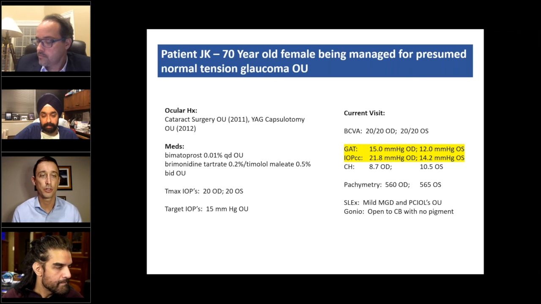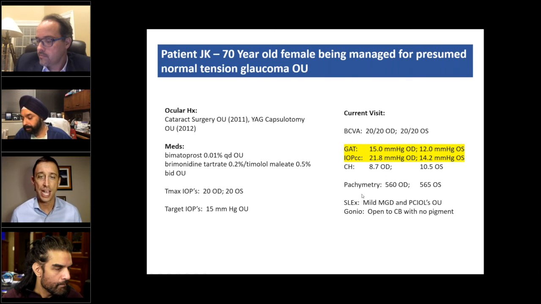You can see the ocular history there, some cataract surgery, had a YAG capsulotomy as well, on multiple medications for the pressures. Highest we know of, we think, is about 20, and target we were shooting for around 15 or so. We get over to the current visit when the patient came in, and vision's 20/20 in both eyes, and we get into Goldman applanation tonometry.